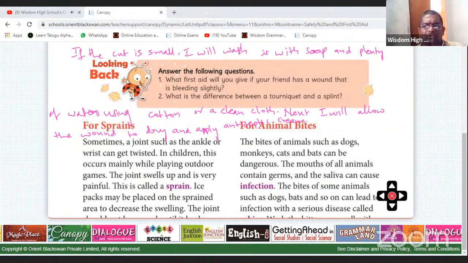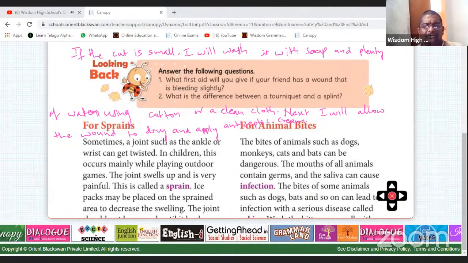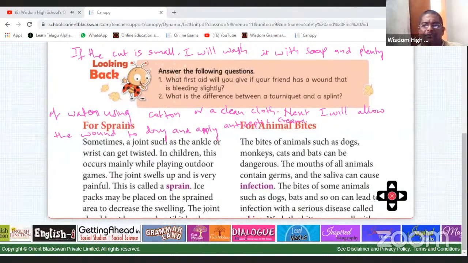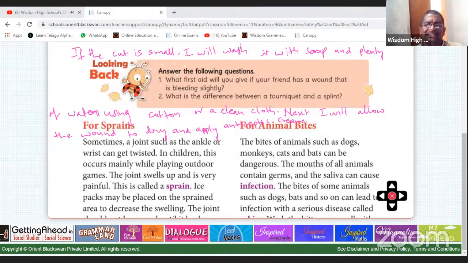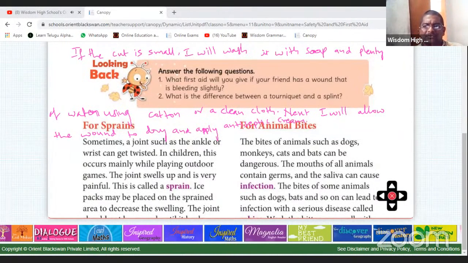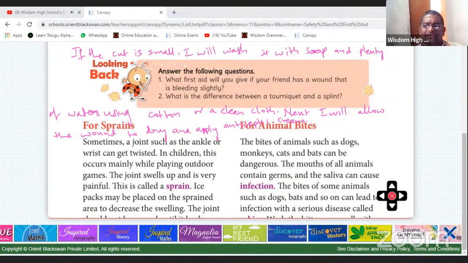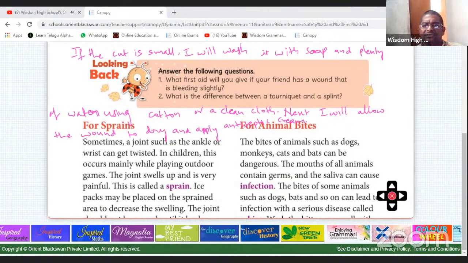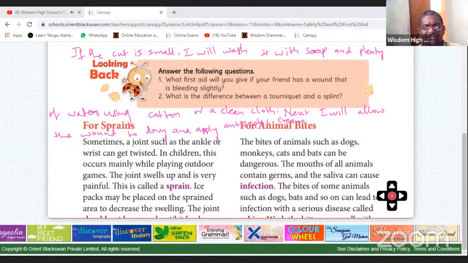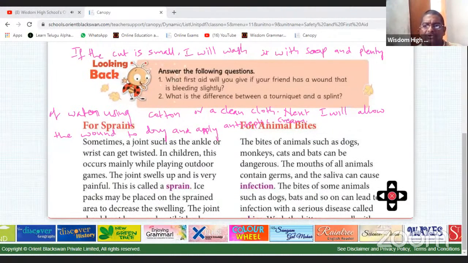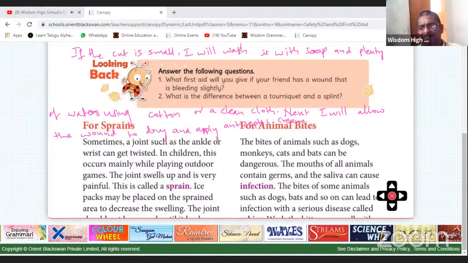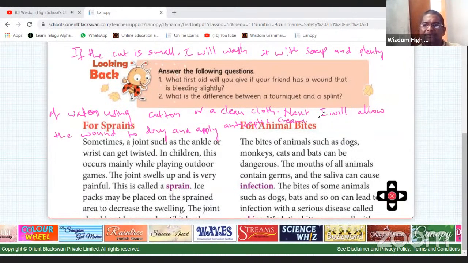So we can discuss the rest later. Let's see once again, what first aid will you give if your friend has a wound that is bleeding slightly? If the cut is small, I will wash it with soap and plenty of water using cotton or a clean cloth. Next, I will allow the wound to dry and apply antiseptic cream. Identify it in your textbook.